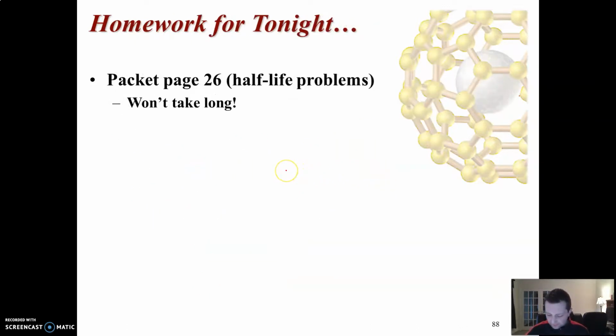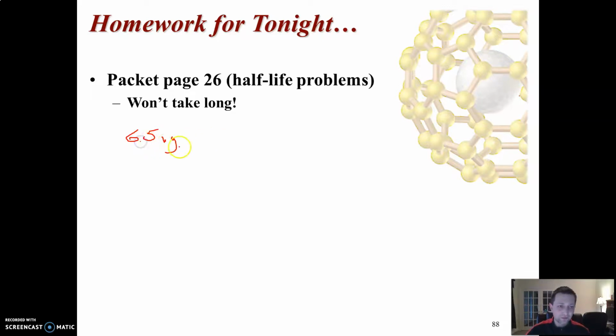For the next one, it's a little bit different because you have a sample of radon-222 and it tells you the half-life is 3.8 days. The sample was not tested until 11.4 days after it was collected, at which point it contains 6.5 micrograms. That's micro. How much did the sample contain when it was collected?